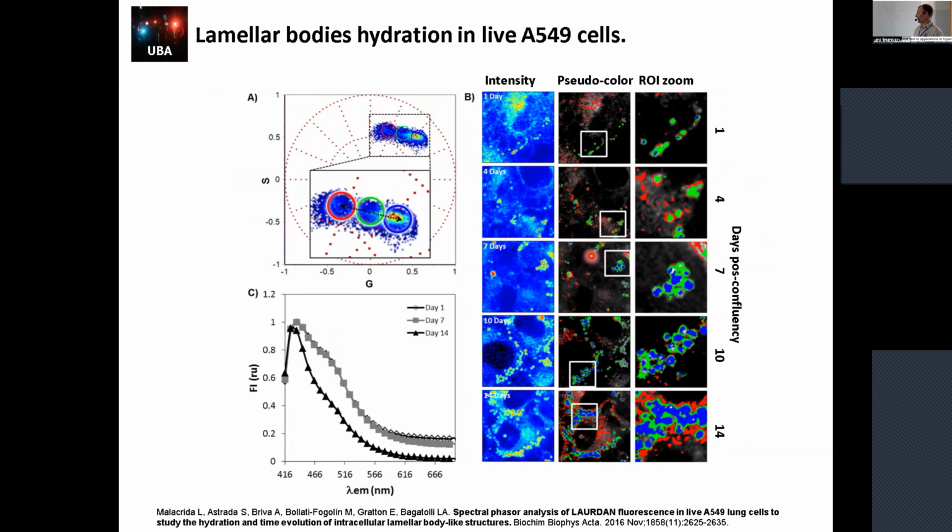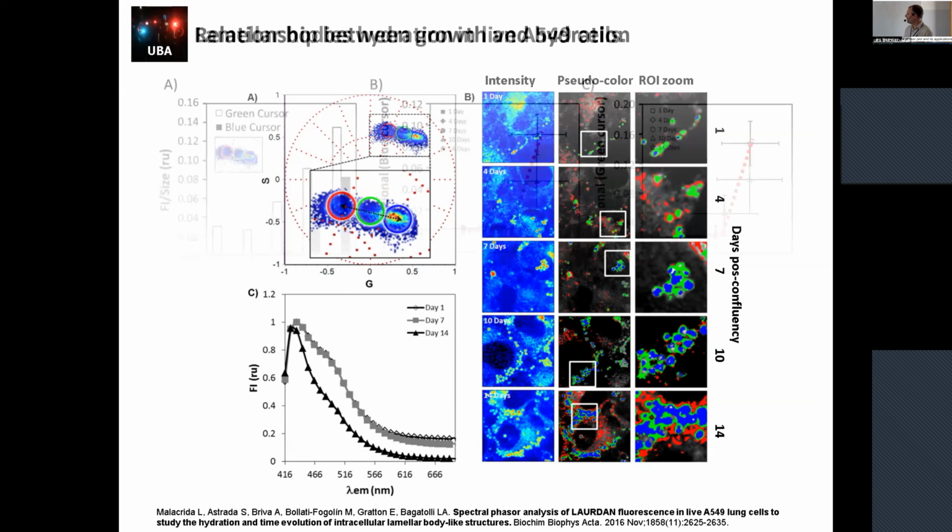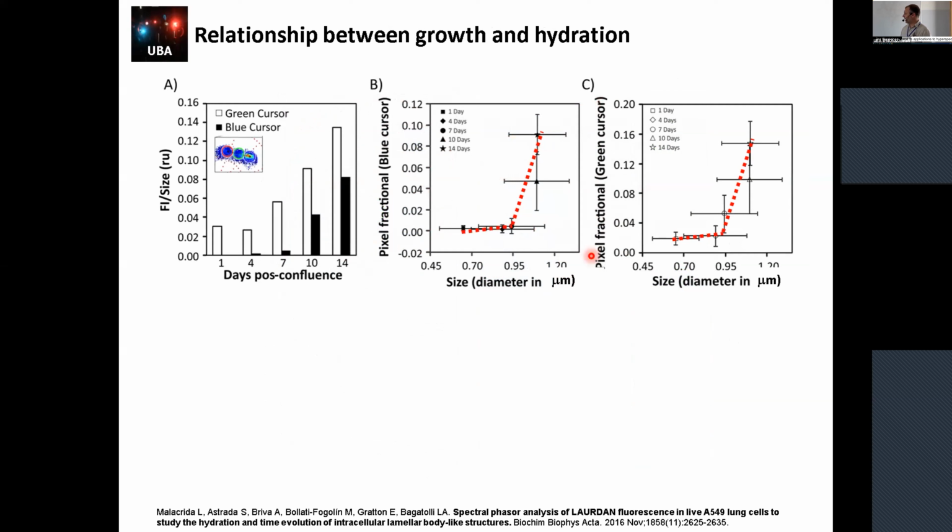So the first question that we have is, okay, well, of course, if they grow in size, we will have a higher number of pixels which are blue, right? But can we correlate size and lipid organization? Maybe we can capture something else. What we discover is that, well, if we do that and we correlate size with the fractional number of pixels in the blue as well as in the green, I didn't say, but the blue is basically where the lamellar bodies are located.